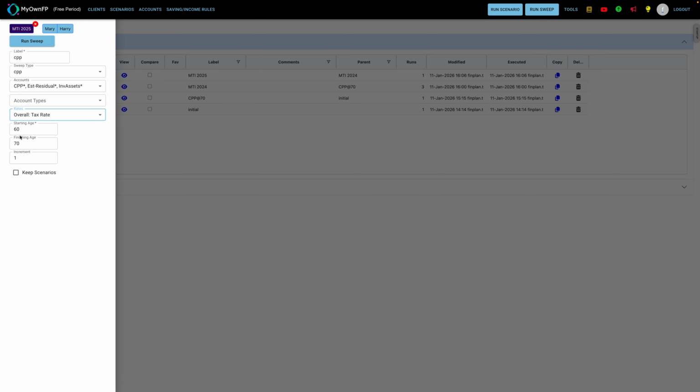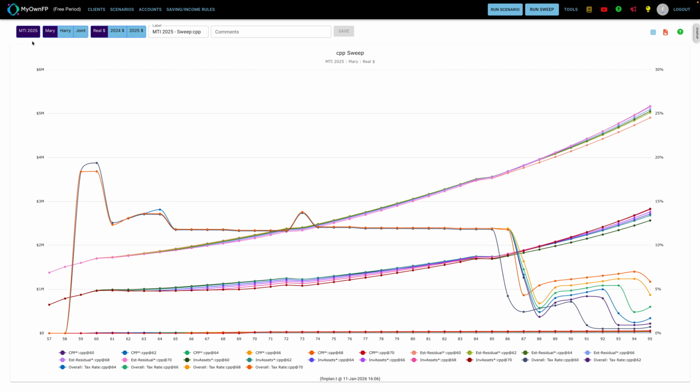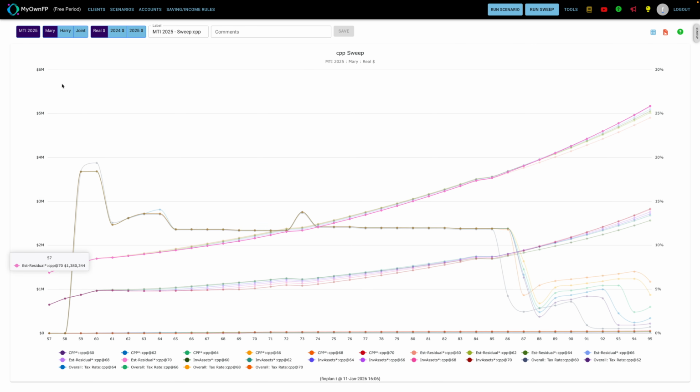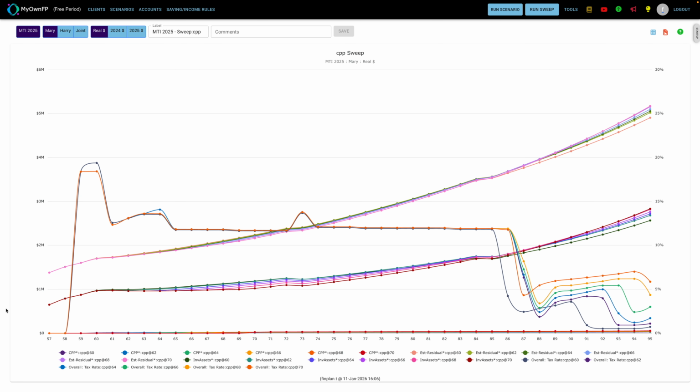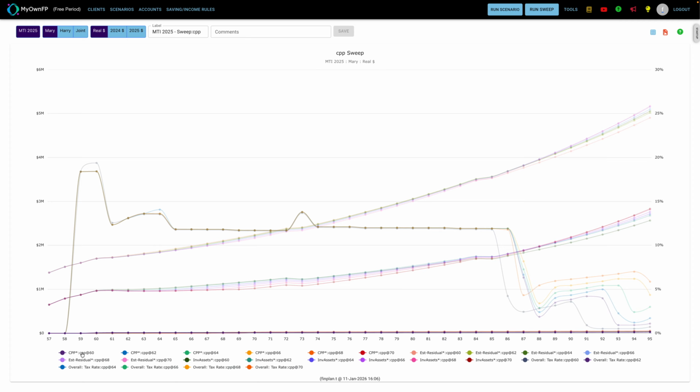We're going to go from age 60 to age 70, incrementing by 2, just because it's a lot of lines otherwise to look at. It's going to have 24 lines on this chart, so you don't want to select too many accounts or make the increment too small. So let's take a look. Run the sweep. And we end up with a lot of lines. Let's very quickly take a look at the CPP lines.